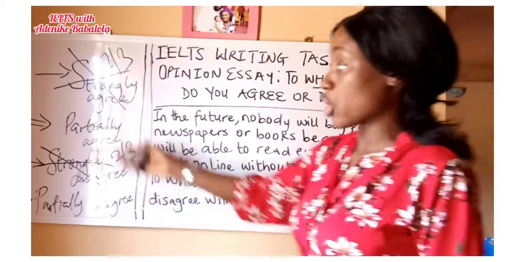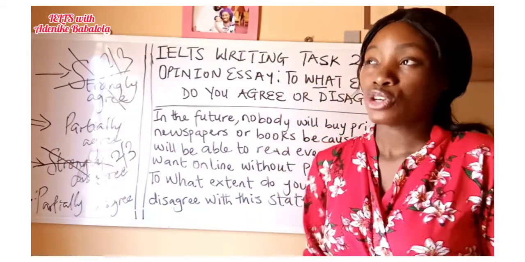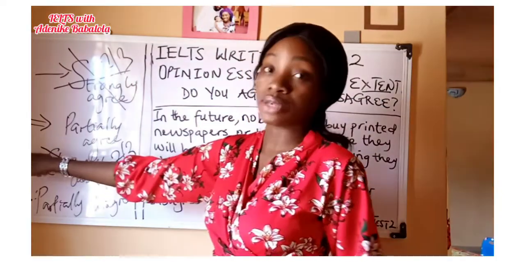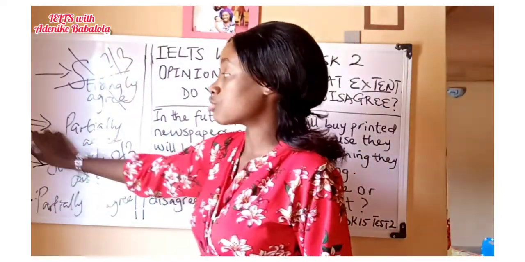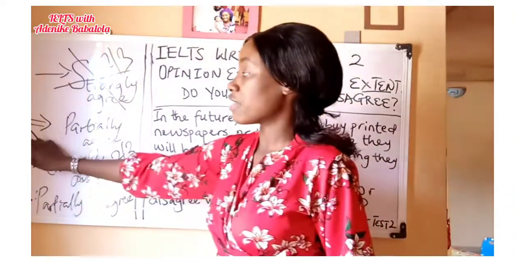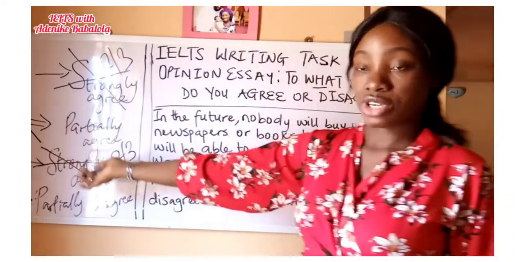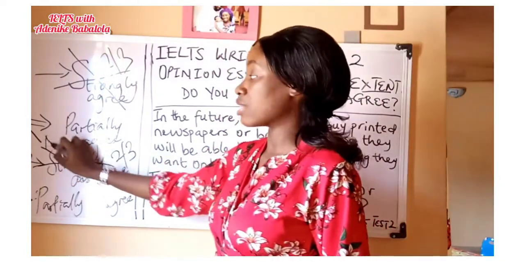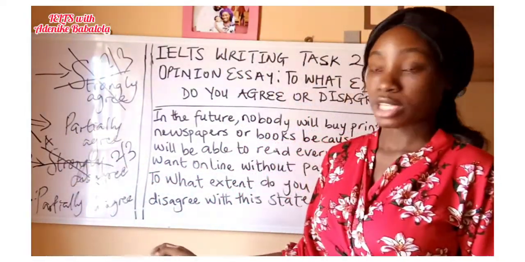Okay, if you are partially agreeing, it means that you agree just a bit, okay? You can choose to disagree with 2 points and then agree with 1 point. So you have a 2-to-1 ratio. You are disagreeing with 2 points and you are agreeing with 1 point, okay?